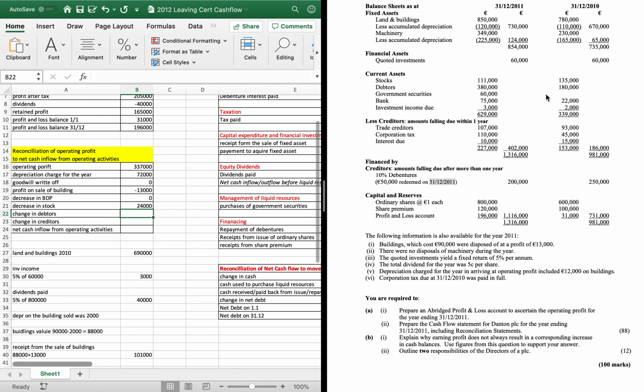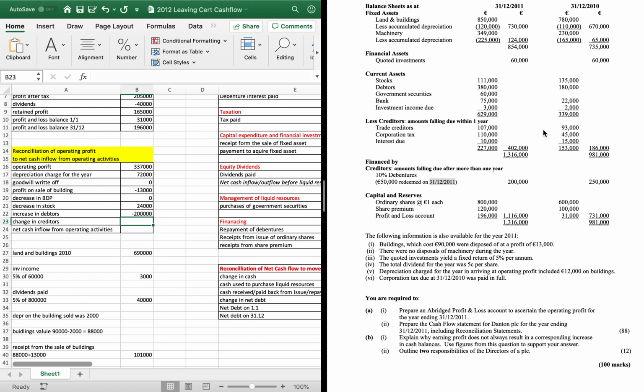Debtors have gone from 180 up to 380, so that's an increase in debtors. And that's the opposite, okay? So an increase in debtors is a minus. We've sold an extra 200,000 euros worth of goods, but they're all on credit. So that impacts our cash in a negative way. That 200,000 brings our cash down.